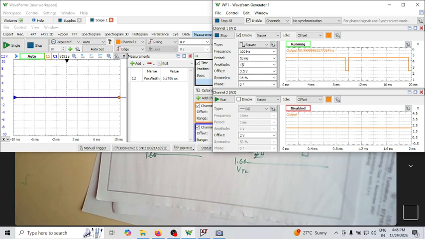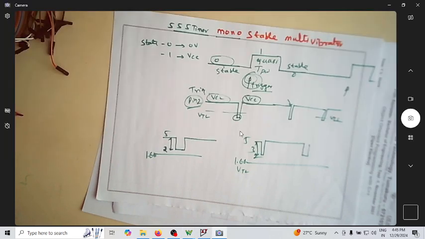The moment I make my trigger signal go less than VTL, you have your output. You can see, even though this is 1.5 volt, which is less than 1.66, it is enough to trigger the monoshot. So the whole idea here is the trigger signal should go less than VTL, otherwise it will not trigger the signal.